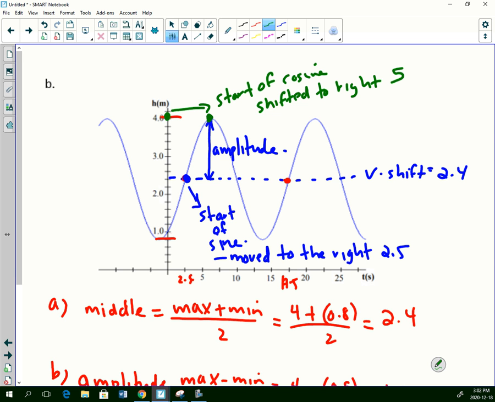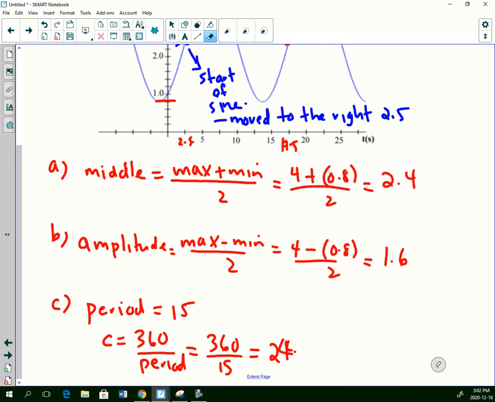So depending on whether you want to use sine or cosine, if you use sine, you have to shift the starting point to the right. So this starting point is shifted to the right. Or if you use cosine, which is always at the top, at the start, it's been shifted to the right 5. So you could write it in either form.